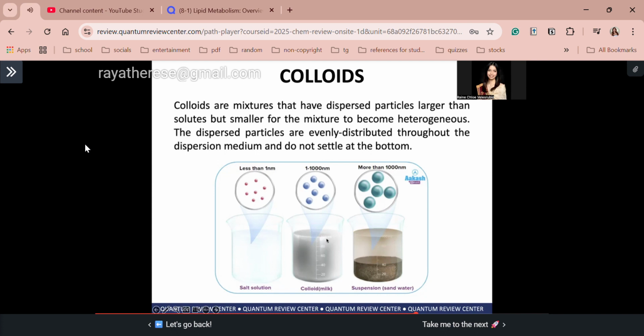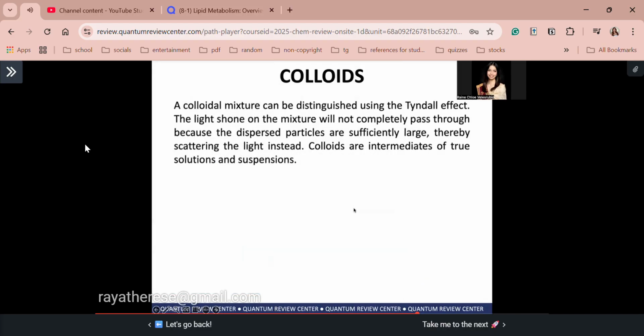So, ang kanyang particles are dispersed or evenly distributed throughout the liquid. Okay? And the particle size is 1 to 1,000 nanometers. Now, how can we determine a colloidal mixture? That is through the Tyndall effect.